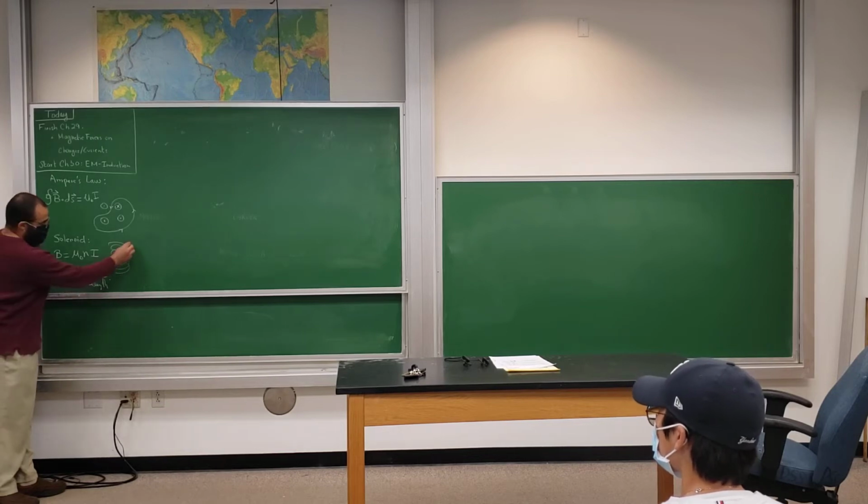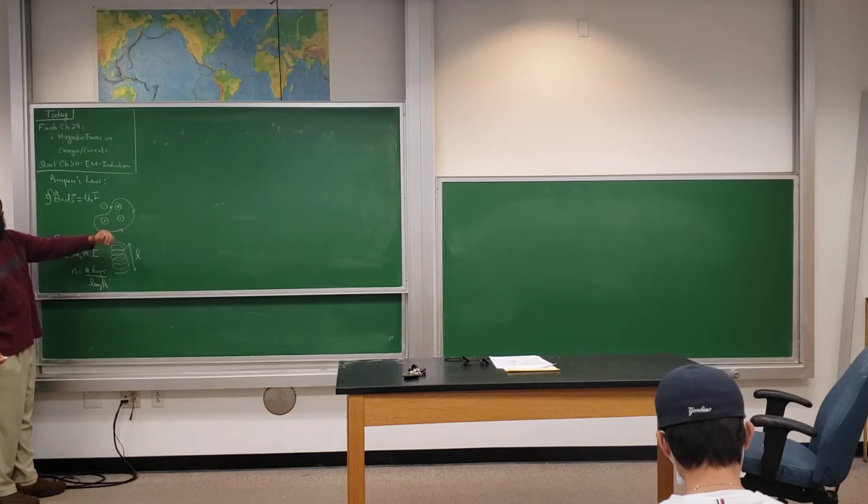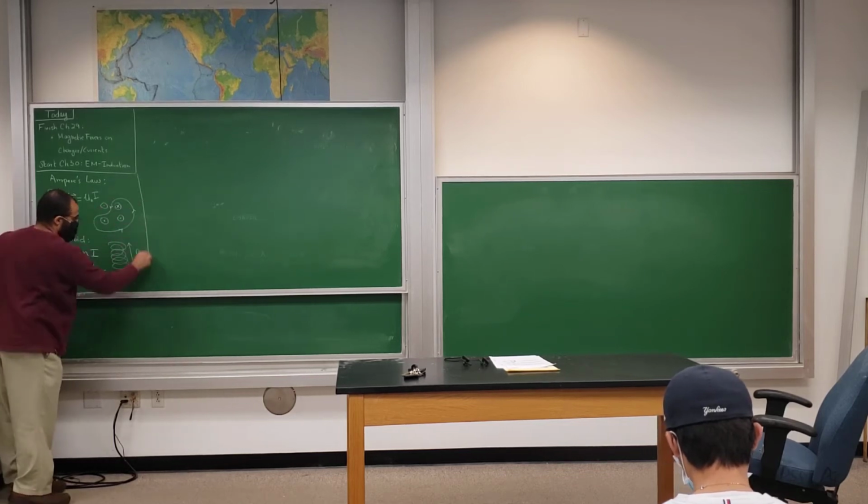What I mean by that is, let's say the solenoid has length L, and you count the number of loops. Let's say you get 10,000 loops, and let's say it's 10 centimeters. So you get 10,000 loops per 10 centimeters, or 0.1 meters. So that's 100,000 loops per meter. So that's the number of loops. So that was that.